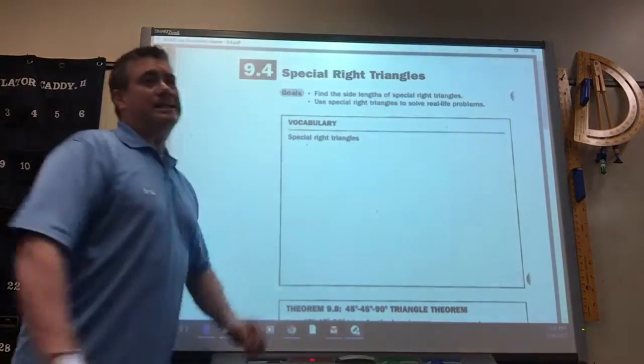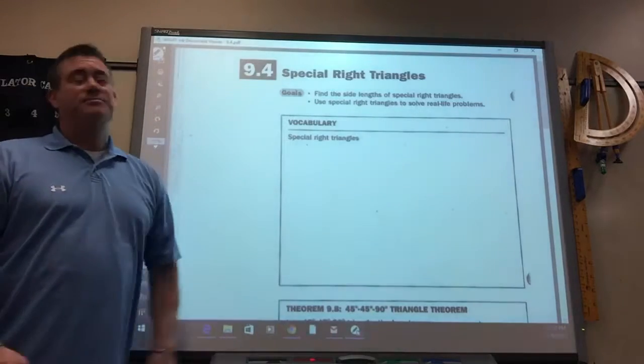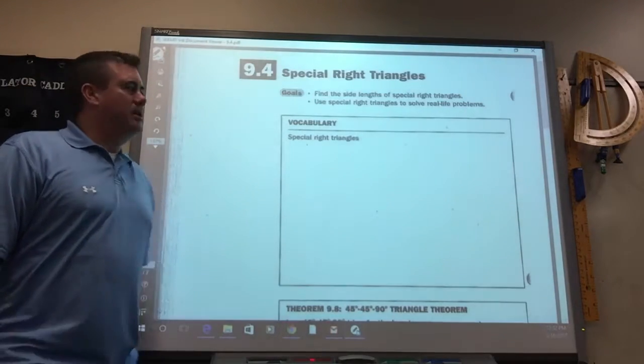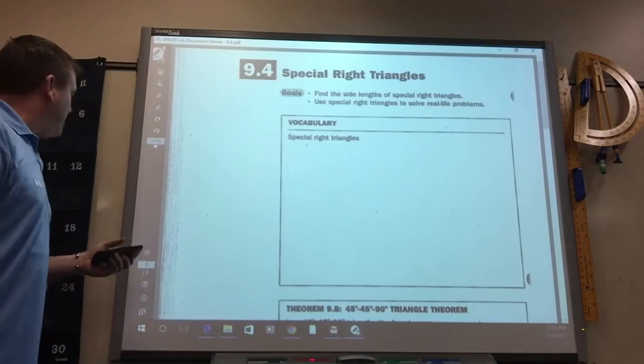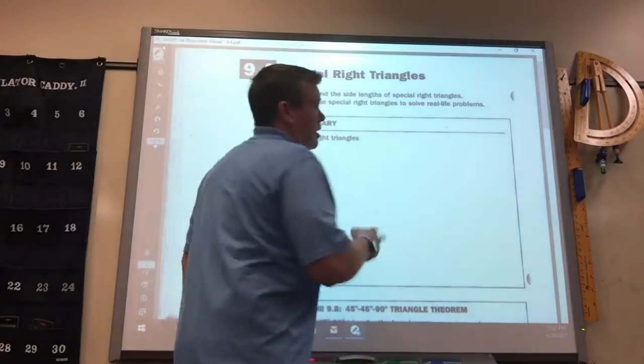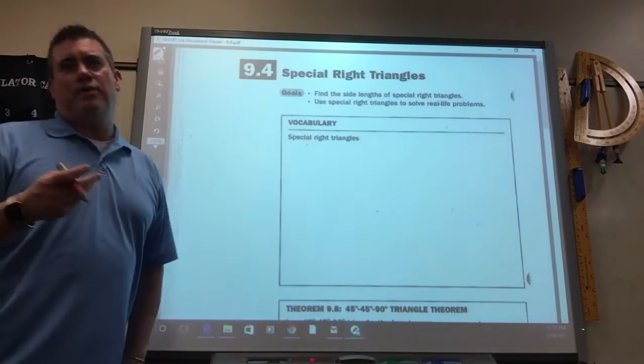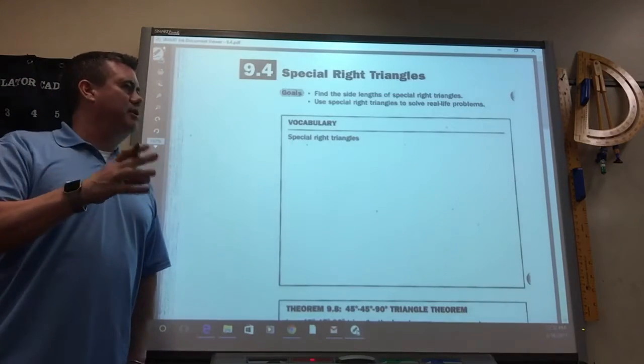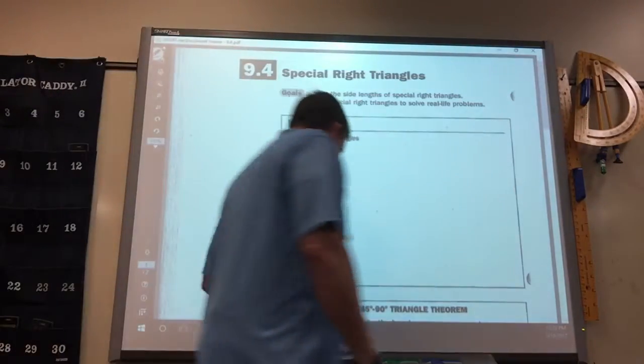These are the easiest ones to do. All you need to do is remember a couple things. You don't need a calculator or anything to figure these out. There's actually three types of special right triangles. One of them is hardly ever used, so we just do the most common ones.